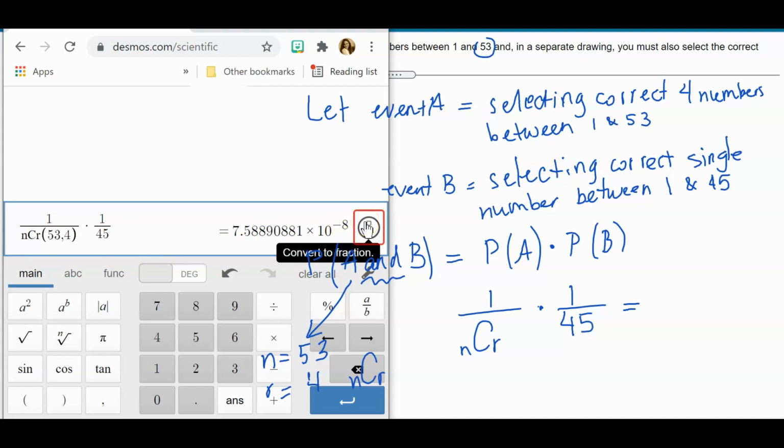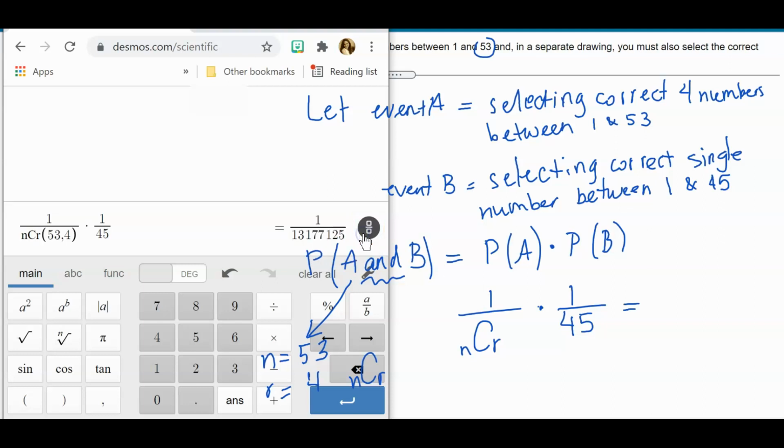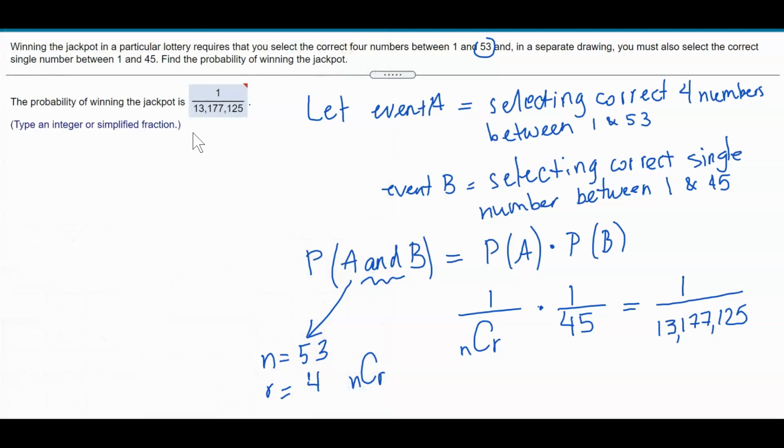Well, we don't want to write it as a decimal, we want to leave it as a fraction. Convert to fraction. 1 over 13,177,125. Let's write down this number and enter it in the answer box of the question. I hope this helps.